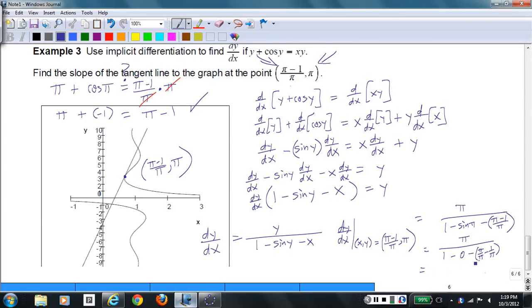How much more room do I have? Pi over 1 minus 1 plus 1 over pi. If we cancel the 1 and the minus 1, it's pi over 1 over pi. It's pi times pi over 1, pi squared. Yeah, this is pi squared. So the slope of the tangent line, m sub tan, equals pi squared.